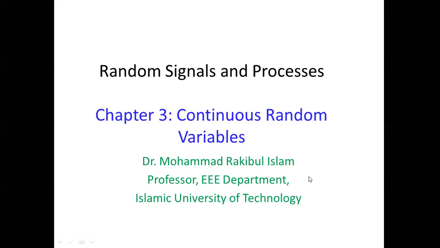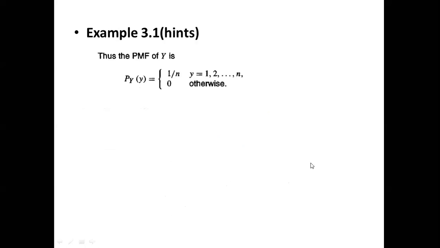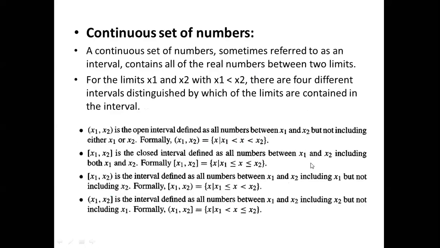Yes, sir. Okay. Look at this. This is chapter 3. That is the continuous random variable. Okay. This is the continuous random variable. And in this continuous random variable, we'll skip this one. What is a continuous random variable?